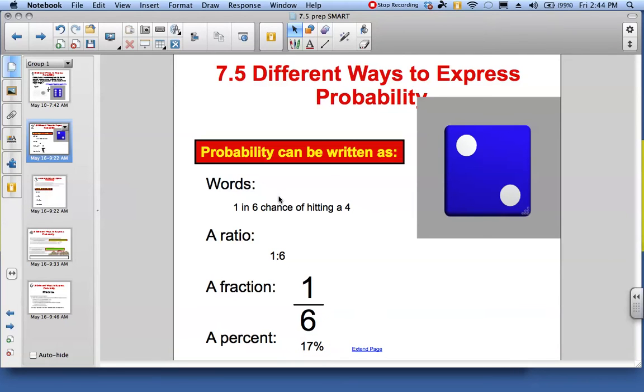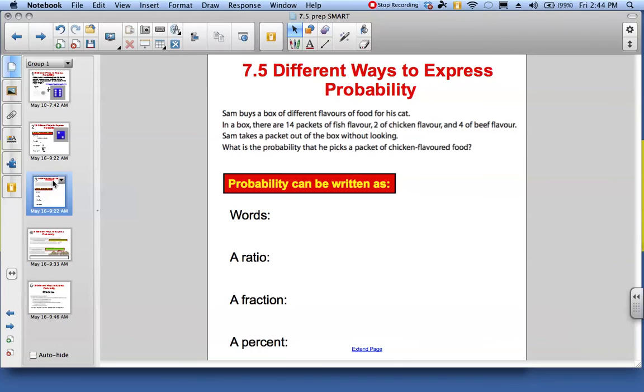So this is the same probability written 4 different ways: in words, as a ratio, as a fraction, and as a percentage. Let's look at that again in a word problem. So Sam buys a box of different flavors of food for his cat. In a box, there are 14 packets of fish flavor, 2 of chicken, 4 of beef.